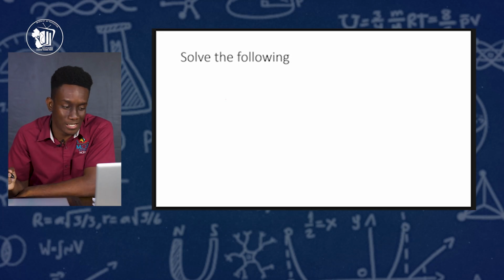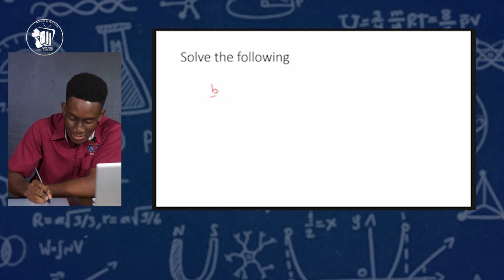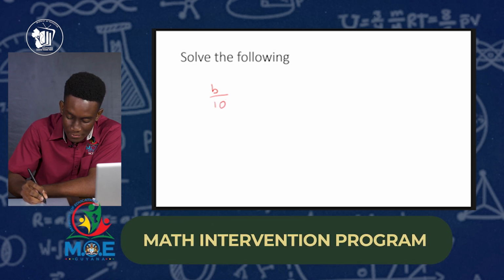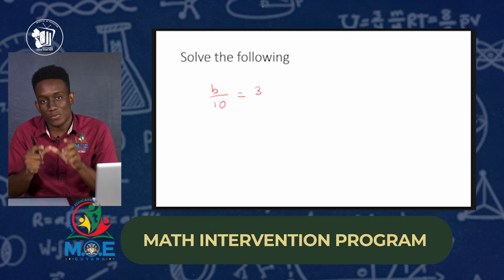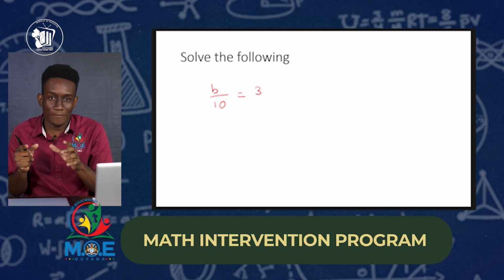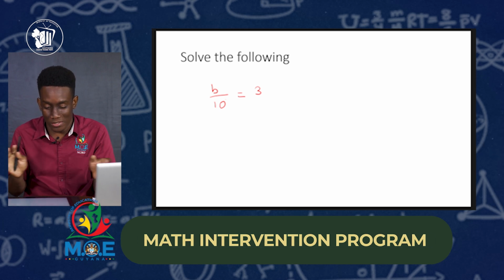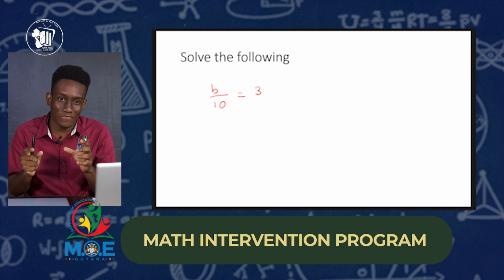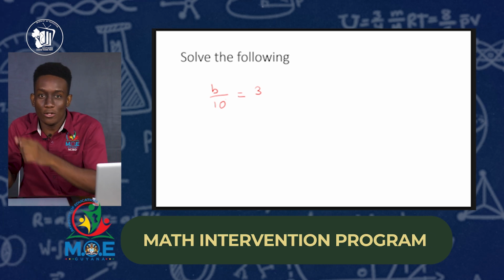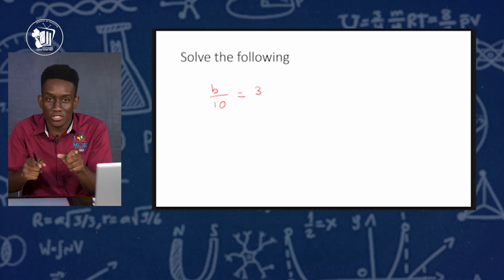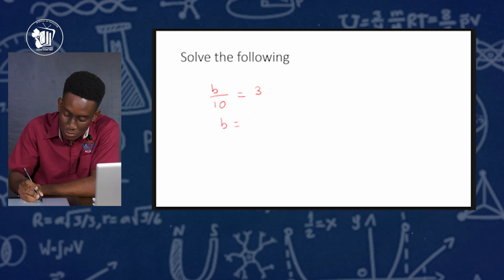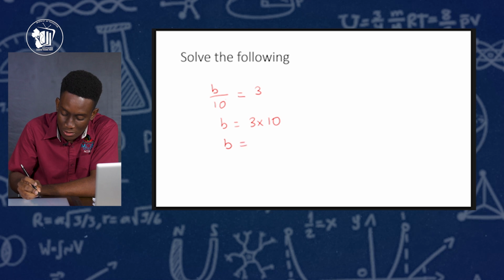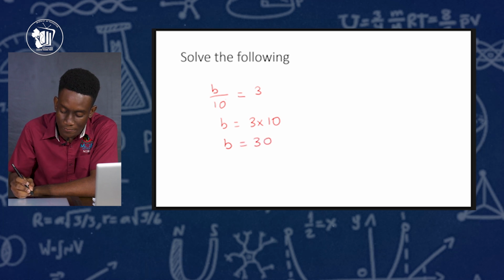So let's do another example. We have b divided by 10 is equal to 3, and we want to solve for b. We see the 10 now is dividing. We want to get rid of everything surrounding the b, which is the unknown. So we take this 10 over the equal sign. The opposite of division will be multiplication. So b will be equal to 3 multiplied by 10. Hence b will be equal to 30.